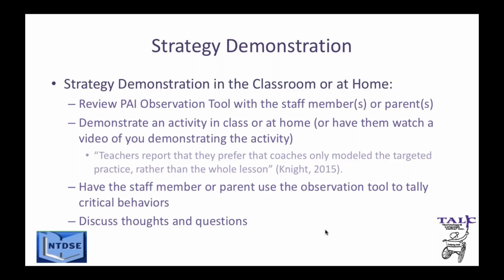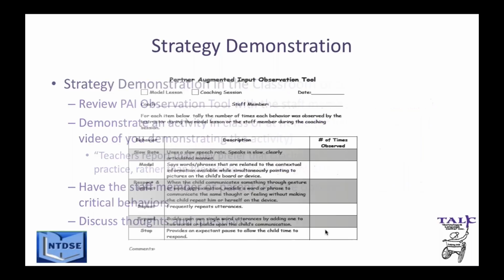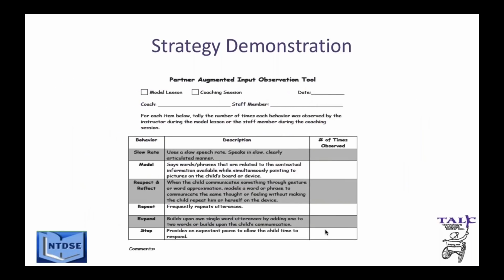And what Jim Knight talks about is that teachers would prefer that the coaches only model the targeted practice rather than the whole lesson. So we have the staff member or parent use the observation tool to tally the behaviors that they have observed us doing. And we'll discuss thoughts and questions. So just so you can get an idea of what our checklist looks like, here's a copy of it. And we actually use the same checklist for both model lessons and coaching sessions. And we're going to talk more about the elements that are on here when we talk about verbal practice in just a moment.